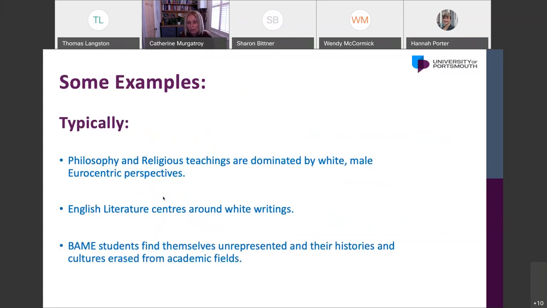And we can give some examples here. There are examples in all of our disciplines, and this is entrenched in the foundations of our knowledge empire. But a couple of examples: philosophy and religious teachings are often dominated by white male Eurocentric perspectives. Often English literature centres around white writings. And what we see is that our BME students find themselves unrepresented and their histories and experiences and cultures erased.